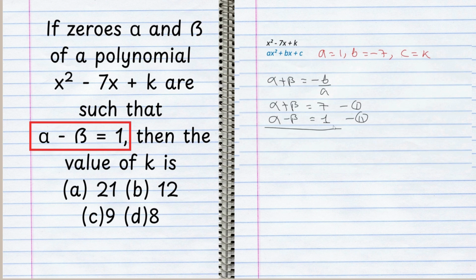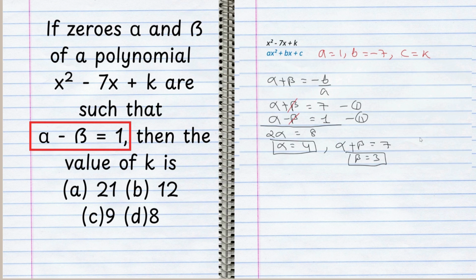Now on adding these two equations, you can see beta and negative beta get cancelled. So now alpha plus alpha is 2 times alpha, and 7 plus 1 is 8. So alpha comes out to be 8 divided by 2, that is 4. Now once we get the value of alpha, we can place it in equation 1 to obtain beta. So if I replace alpha in this equation, alpha plus beta is 7, replacing alpha with 4, we get beta as 7 minus 4, that is 3.